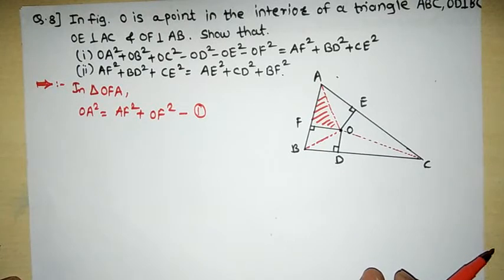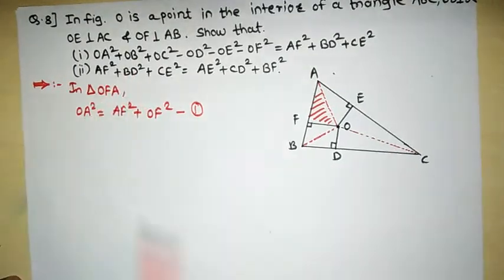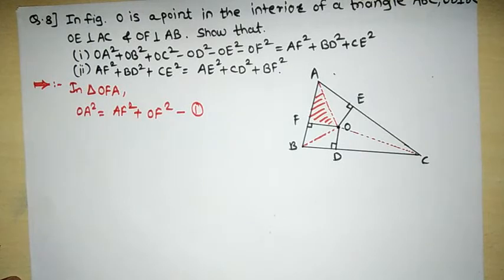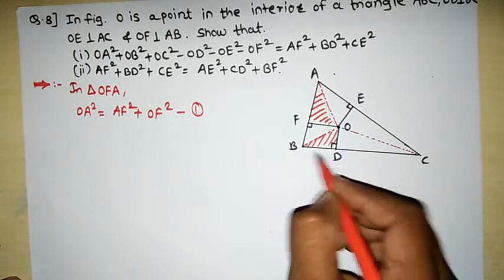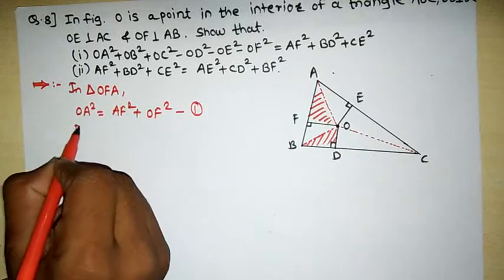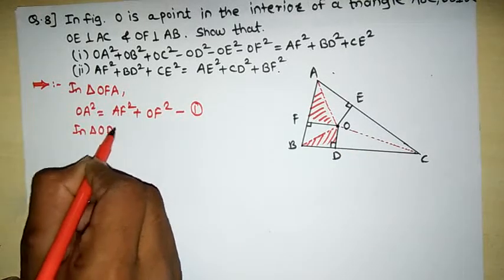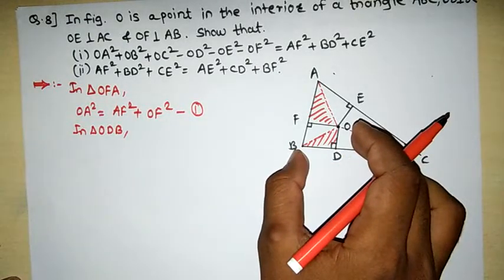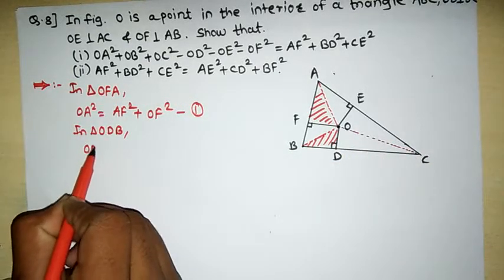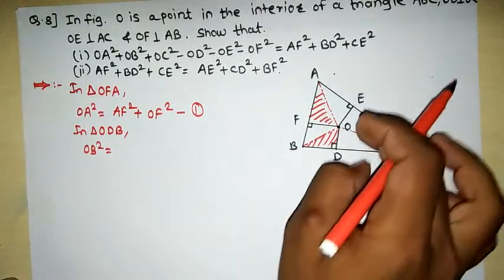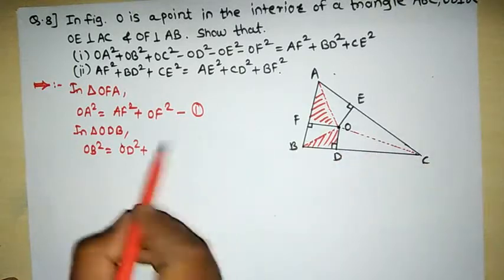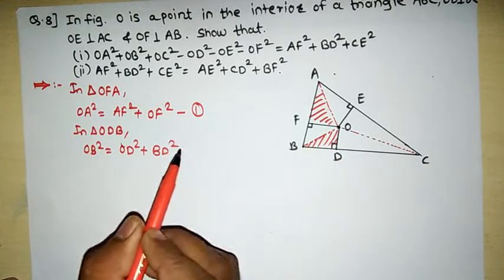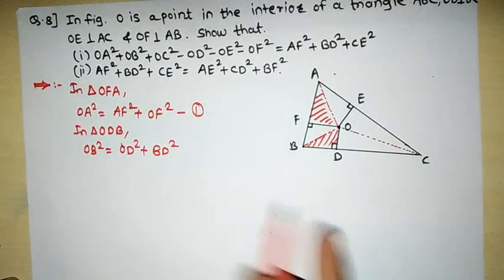And in the proof, what do we want next? See here, OB square we want. Where will we get OB square? OB square in triangle OBD, or you can say ODB. In triangle ODB, we will get OB square. OB square is equal to OD square plus BD square. We got this here, and mark it as equation number 2.